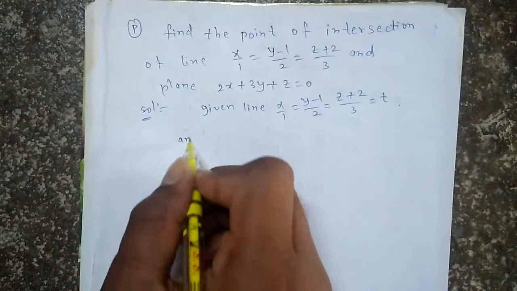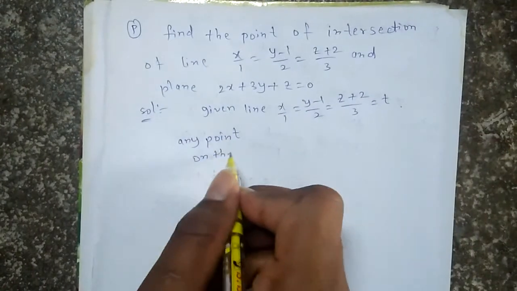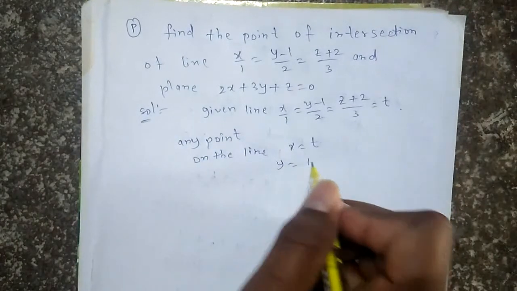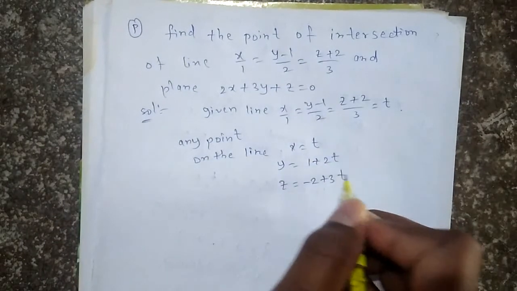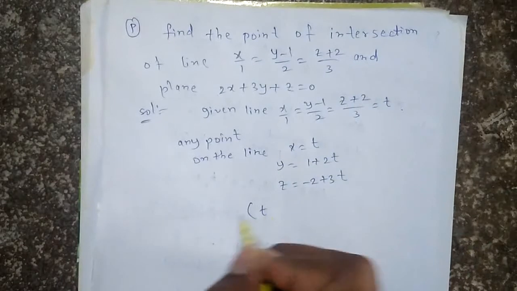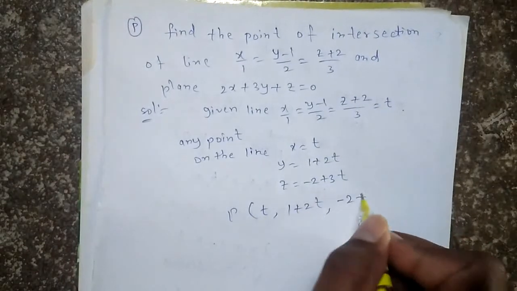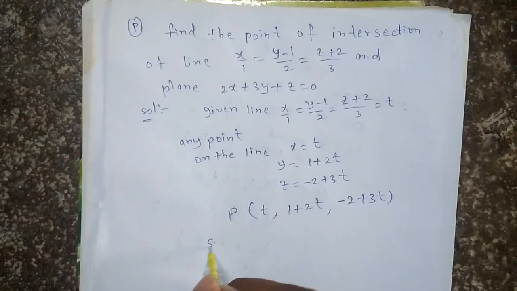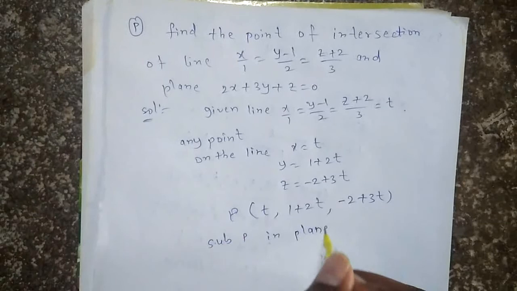Now any point on the line is x is equal to t, y is equal to 1 plus 2t, z is equal to minus 2 plus 3t. So any point on the line is t, 1 plus 2t, minus 2 plus 3t. So to find the point of intersection, substitute P in the plane equation.